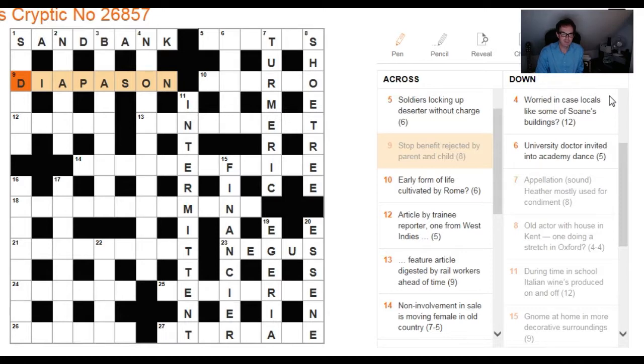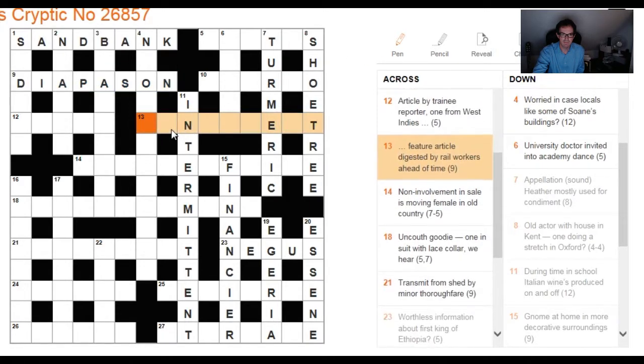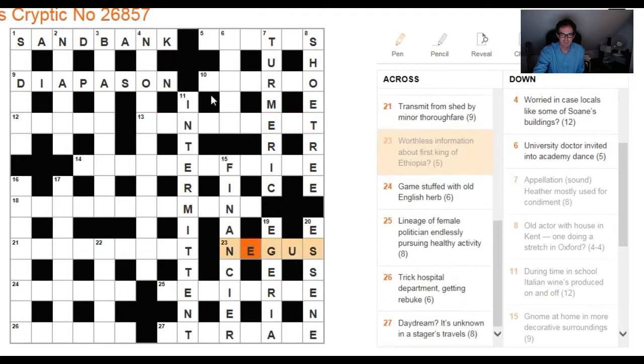Just one of those many words, I suppose, that one just has to learn, or at least, even if you don't know what it means, just know it exists. So you could take a sort of Scrabble-like approach to some of these words, I think. But yeah, not easy. 23 across.